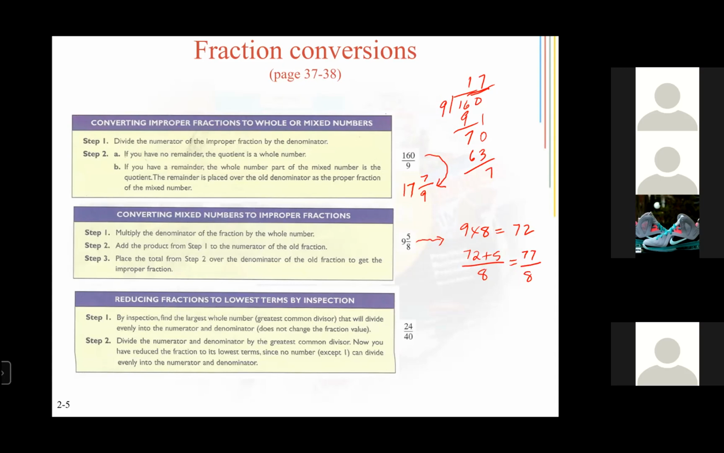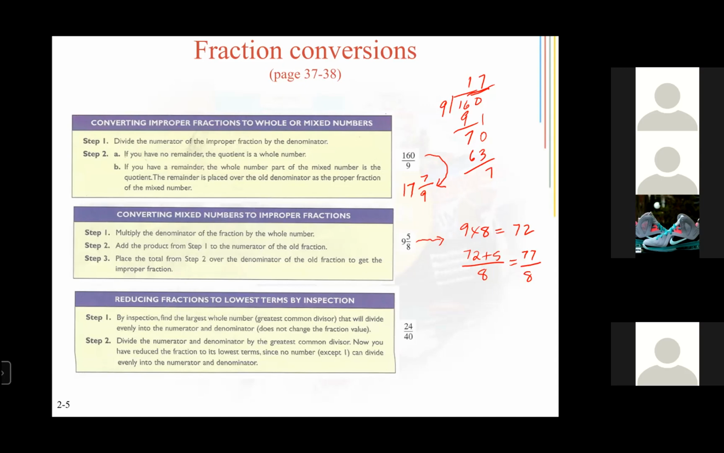All right, so another form of conversion is to convert your fraction into lowest terms. Sometimes you get fractions and they are not in lowest terms, and it is useful to be able to convert to lowest terms when you are working with fractions. So how would you go about writing this fraction, 24 over 40, in lowest terms?